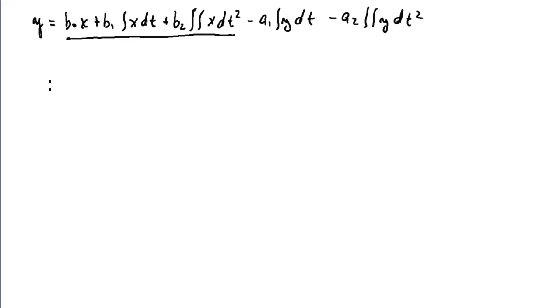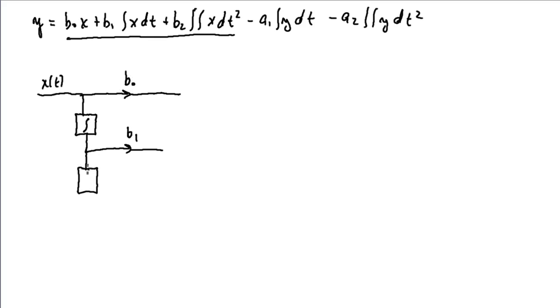Implementing this part first, I'll have x of t coming in, and we'll represent multiplication just by a little arrow, and next to the arrow I'll put the coefficient I'm multiplying by. So on the right side of the arrow now I've got b0 of x. I also need to integrate x, so I'll do that with a little integration block, and then that integral needs to be multiplied by b1. So this term would be b1 times the integral of x. Finally I need a double integral, so I'll integrate the integral of x, and then that is multiplied by b2, and then the summation is usually represented like this. Just need two summers in this case.